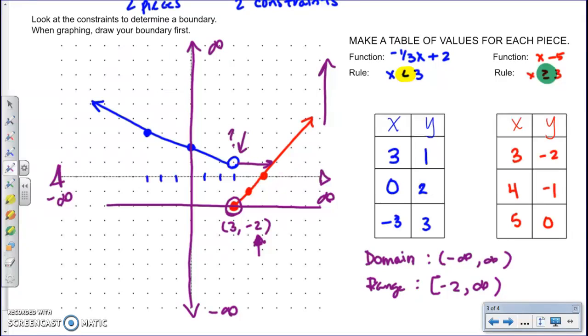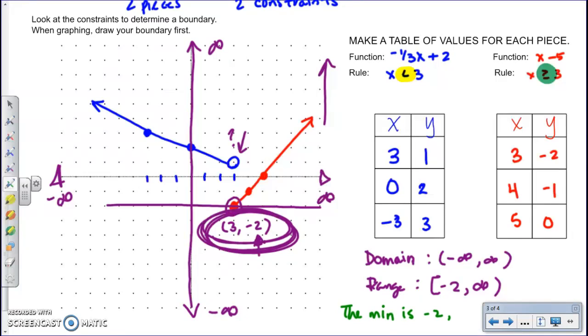Lastly, this would be a good opportunity to find a relative extrema. Do you see we have a relative minimum here? So we can say the min is the y-coordinate, and it occurs at the x-coordinate.